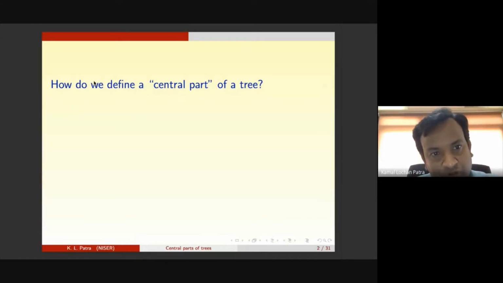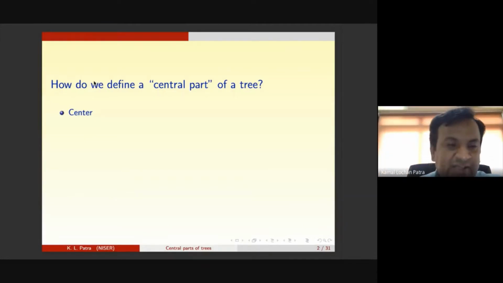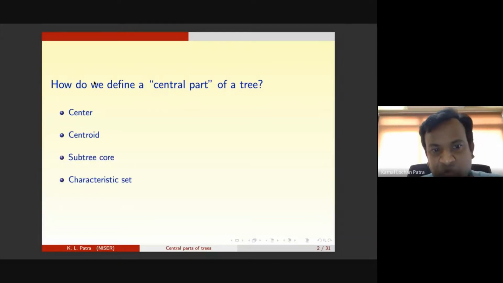So what are the major different central parts of trees? Center, centroid, characteristic set, and subtree core. So we'll define all these central parts, and the problem is how close or how far those centers are in a tree on n vertices.